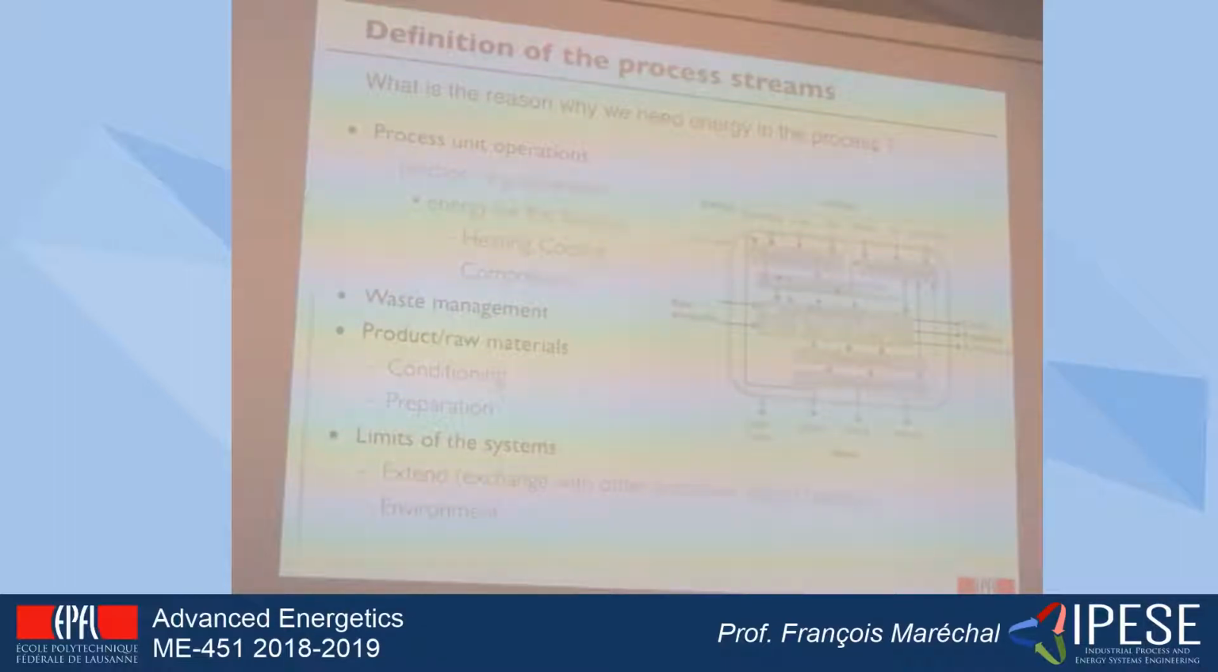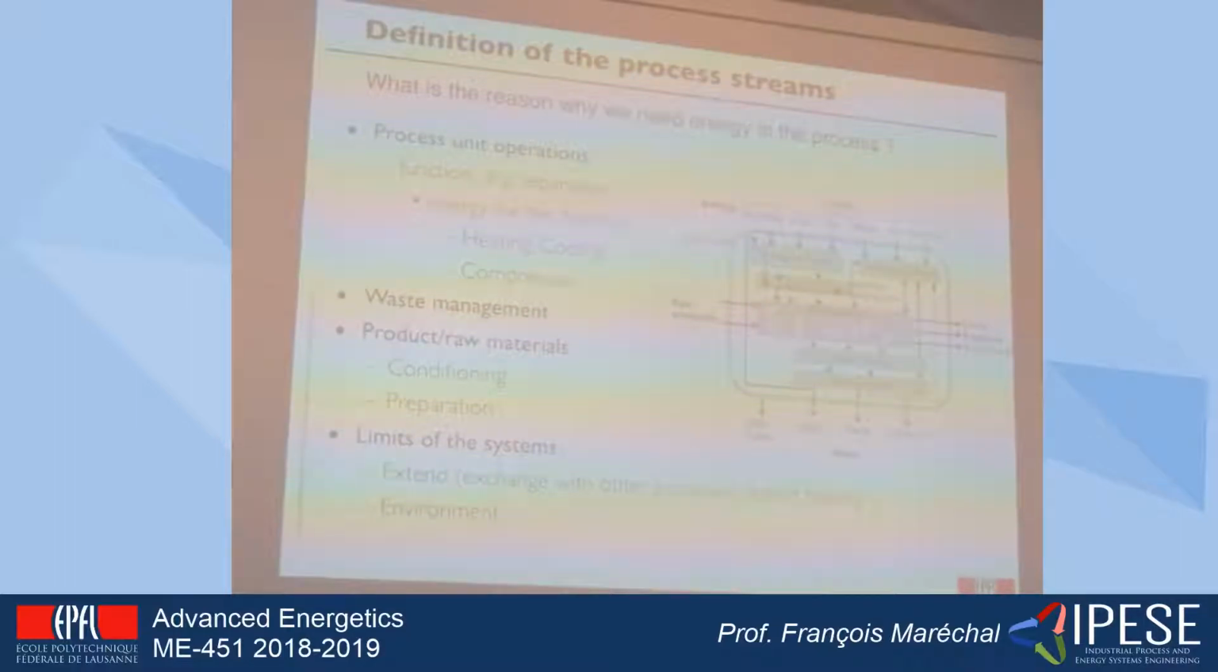Sometimes it's because I have to compress flows, sometimes it's because I have to heat flows, sometimes it's because I have to cool down flows, sometimes it's because I have to crush things. So I need to understand the reason why I need the energy. And for this, I have to divide the process into what we name the process unit operations. There is a list of process unit operations that are needed to convert the raw materials into the product or the byproducts that I will need. And this will be the first step.